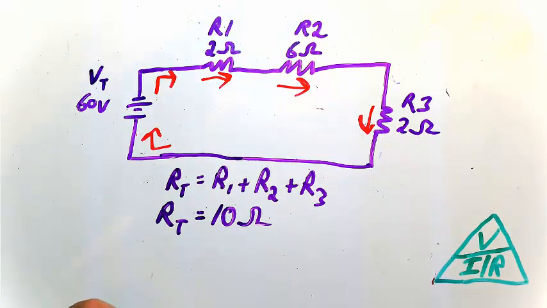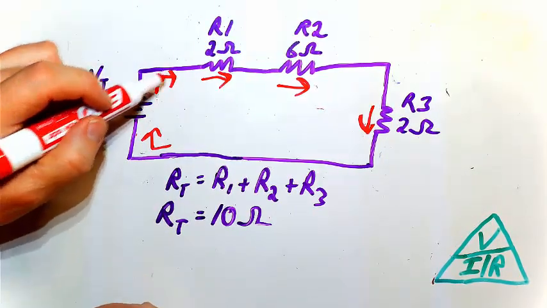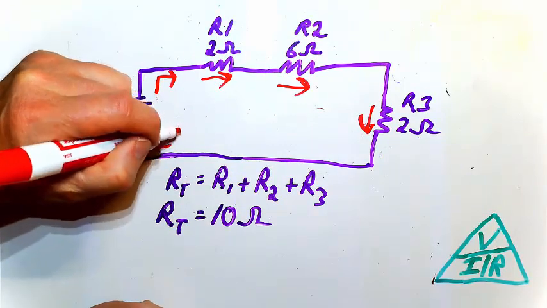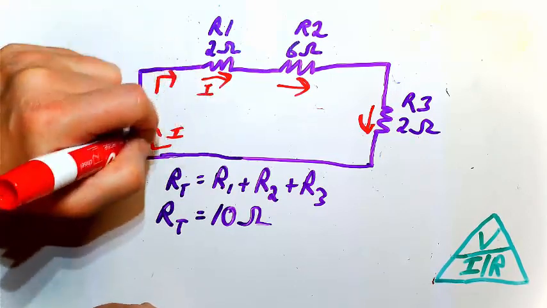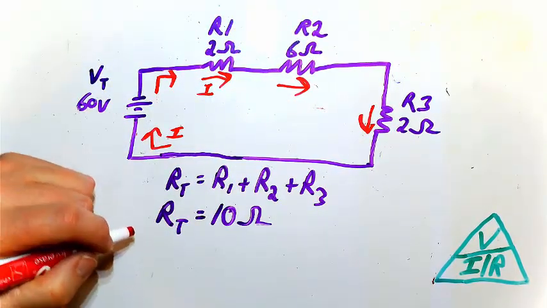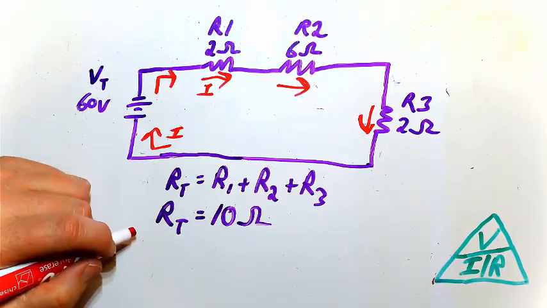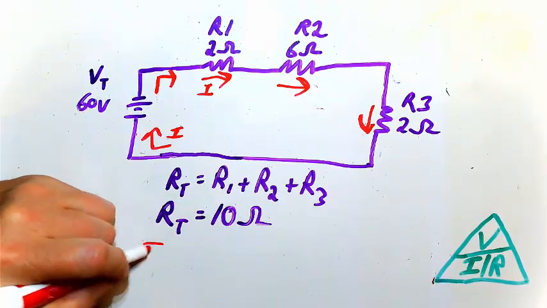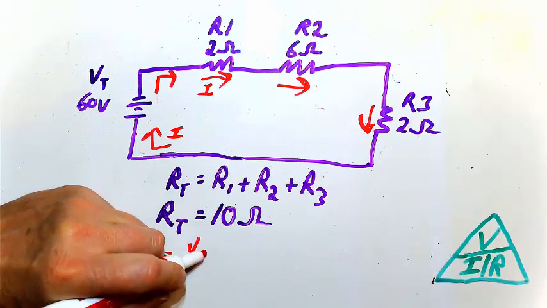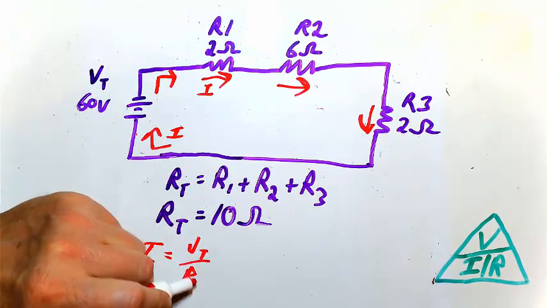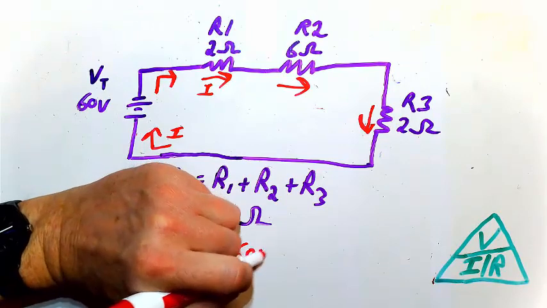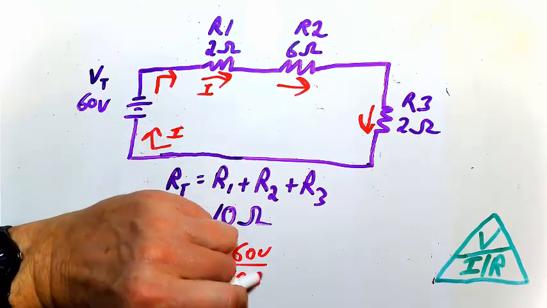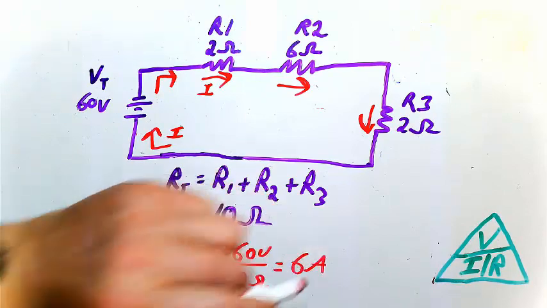So there's another rule with series circuits that deals with the current. That rule is the current throughout the circuit, the red arrows is the current, right? That is the same throughout. So first of all, in order to figure out the current, we're going to do the Ohm's law. Current equals voltage, that would be the total voltage, divided by the total resistance. In this case, it would be 60 volts divided by the 10 ohms equals 6 amps.